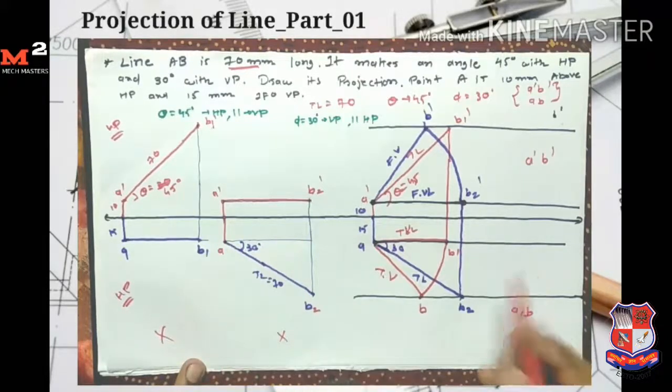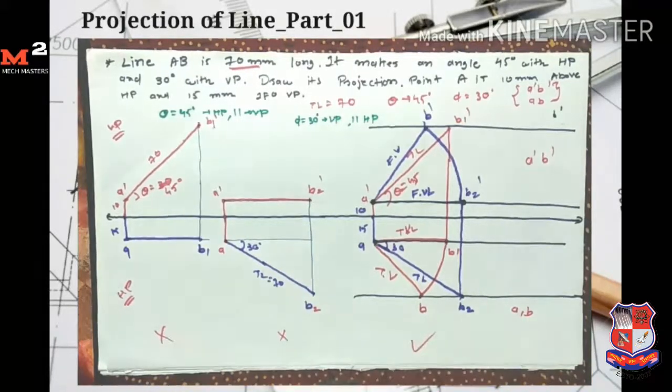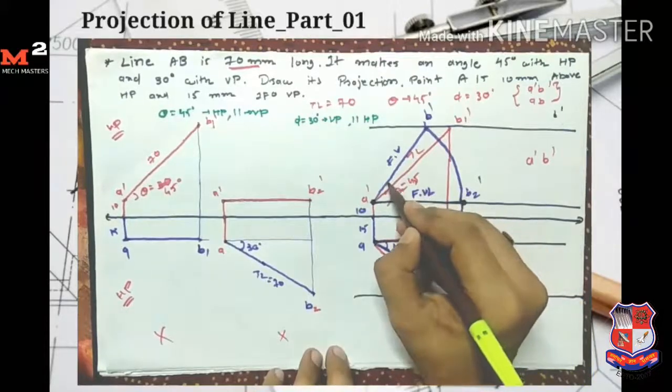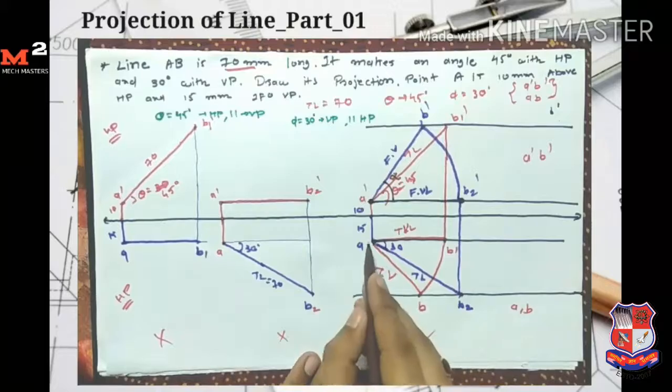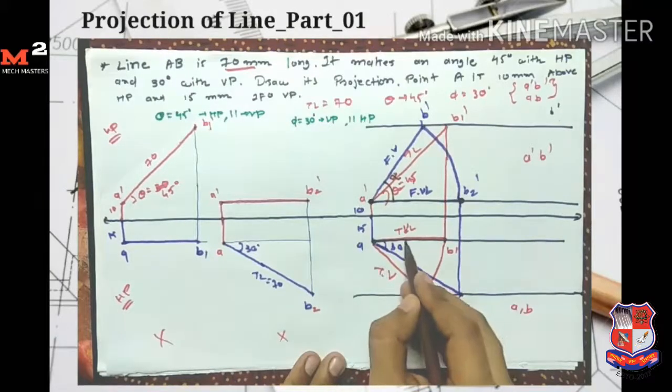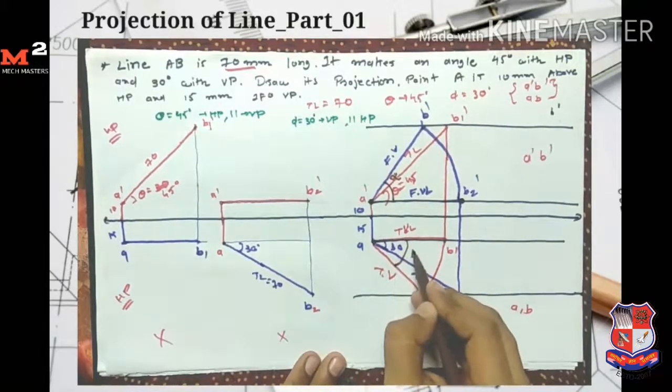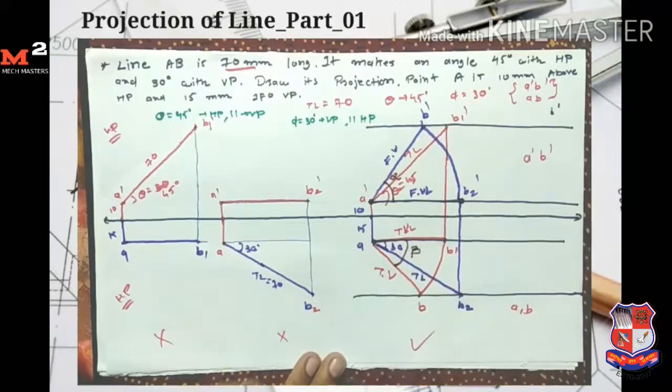In exam you just represent this case. Here the front view makes an angle with HP, represented by angle alpha, which is the apparent angle. Similarly, the top view AB makes an angle with the vertical plane, which is represented by angle beta, the apparent angle beta.